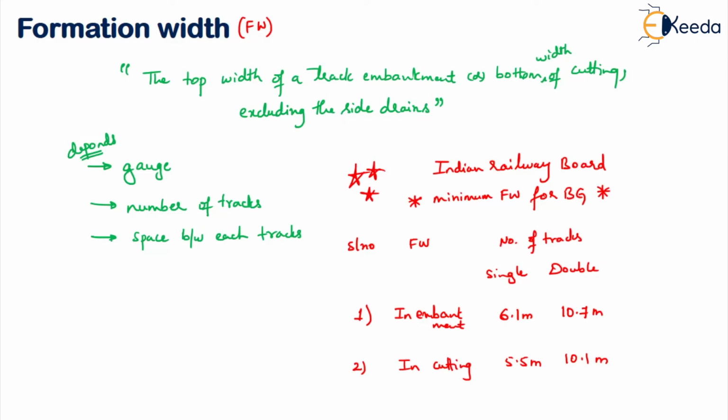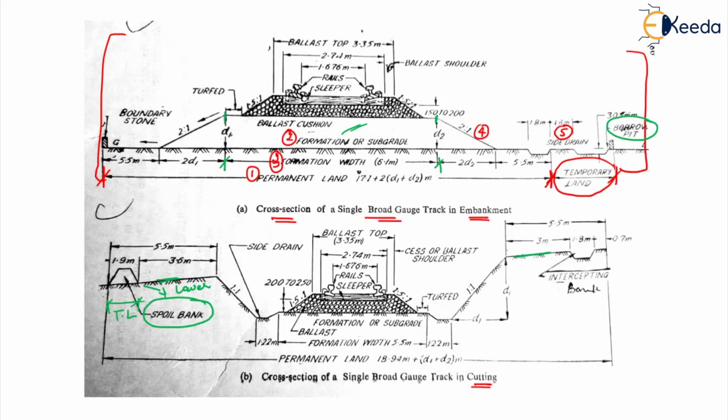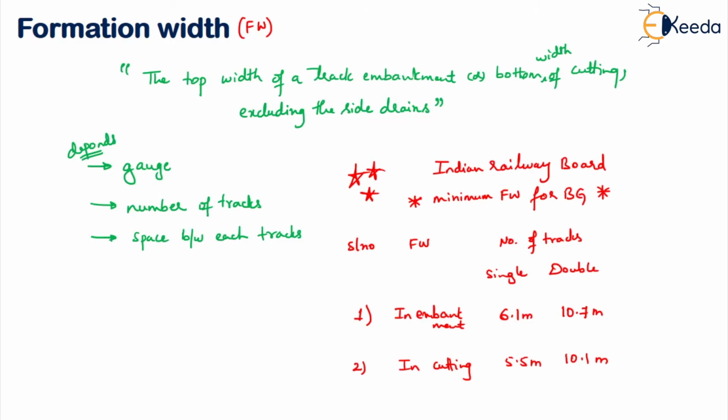If you observe, the same values have been written here in this diagram. See here, formation width of 6.1 in single, right? You observe here, sorry, in embankment single, in embankment and cutting single, it is 5.5. That is what we wrote here, right? So the same thing in the diagram has been represented in this, right? So this is all about your formation width.